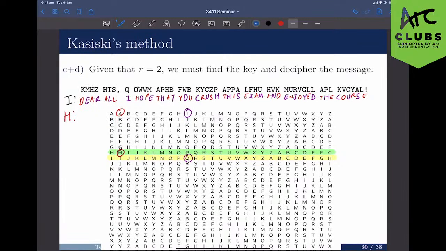And it turns out that if we use this key where A is represented by H, so here we have A, and we go down, it's being represented by H, so this is our other key for the odd numbered letters. And so these red letters represent all the decipherments of the letters according to this Caesar shift. And yeah, we do get a message that makes sense. Dear all, I hope that you crushed the exam and enjoyed the course.